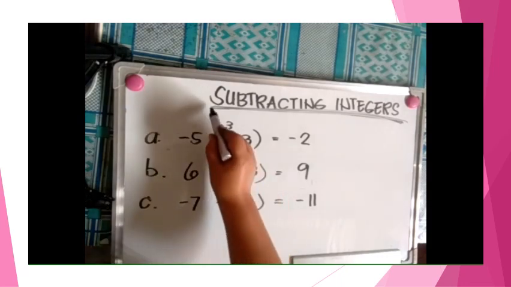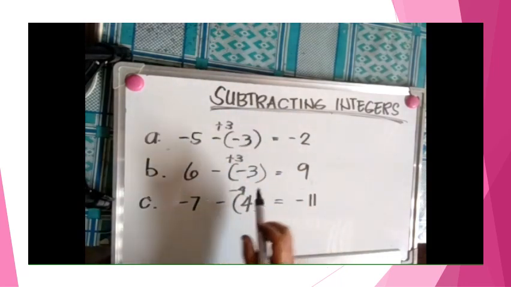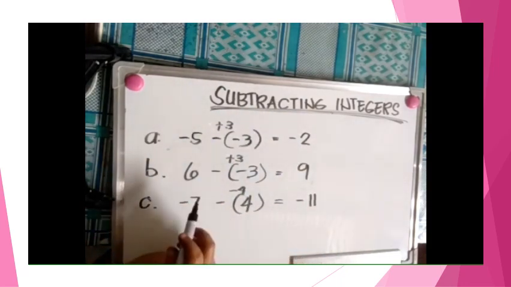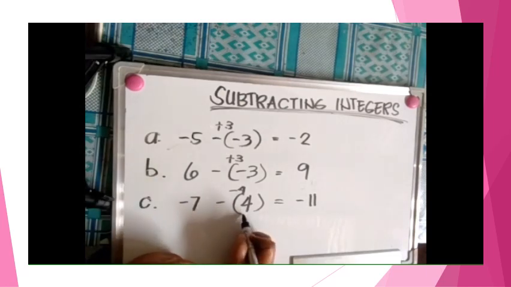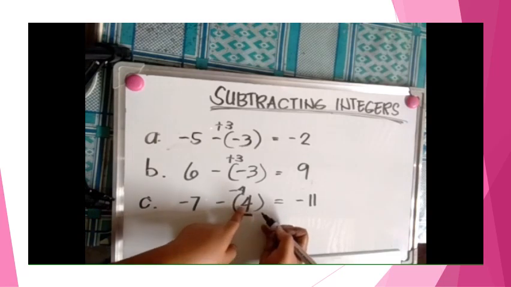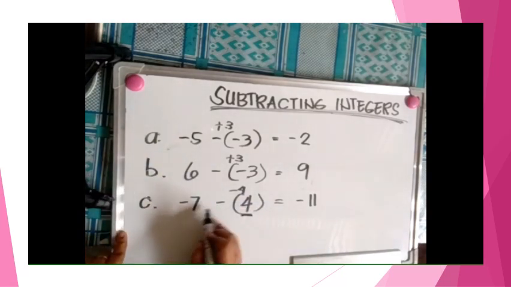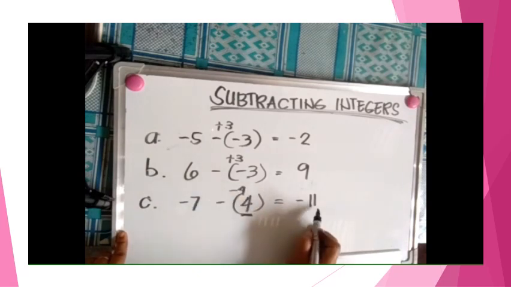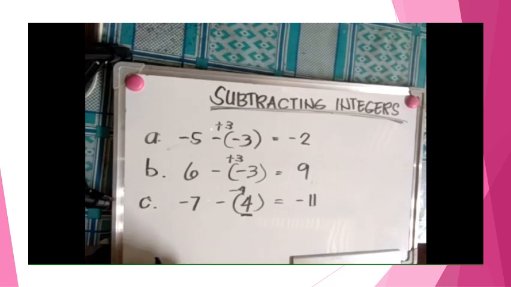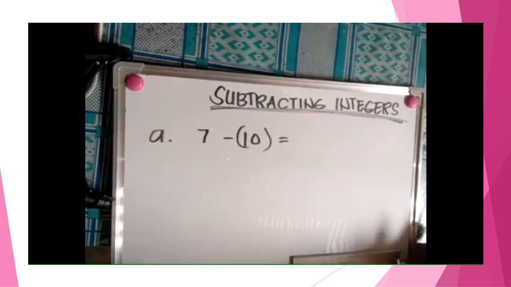Why? If you are going to subtract integers, you are going to proceed into addition, and then get the opposite of the other term. So what is the opposite of 4? It is negative 4. Therefore, negative 7 minus 4 is negative 11. Okay? Do you understand subtracting integers? Very good.